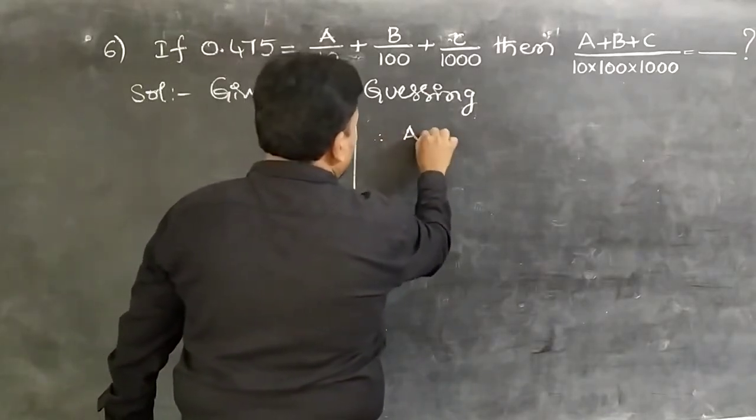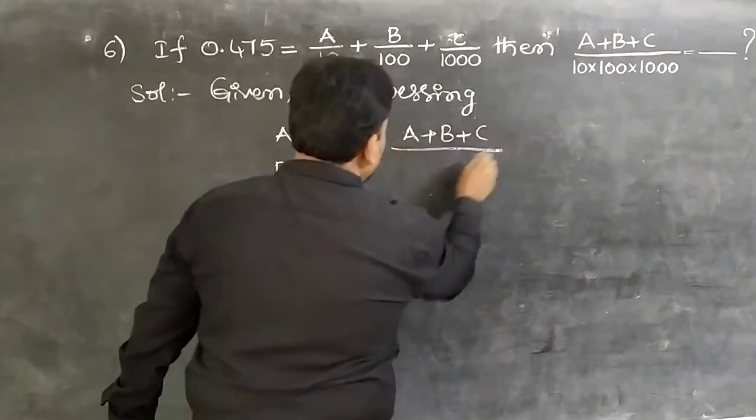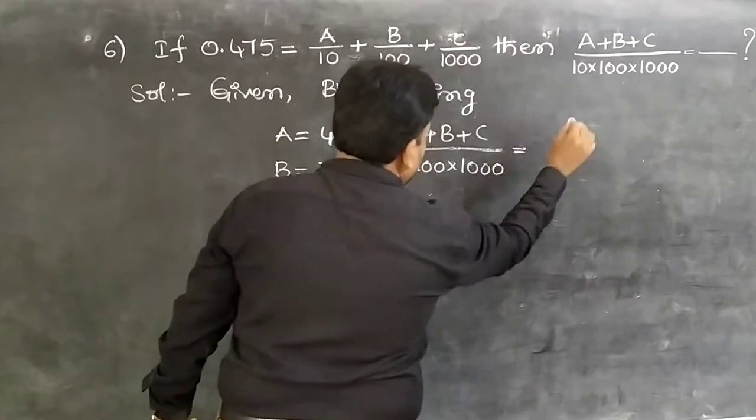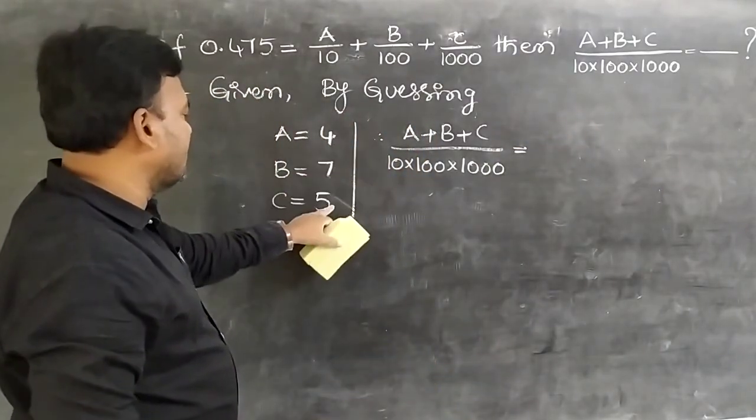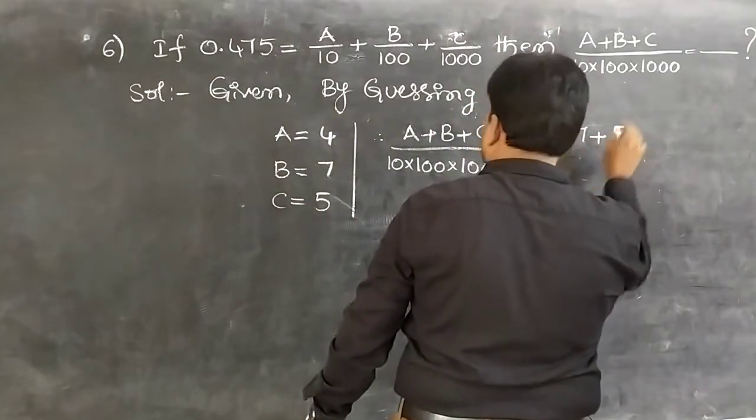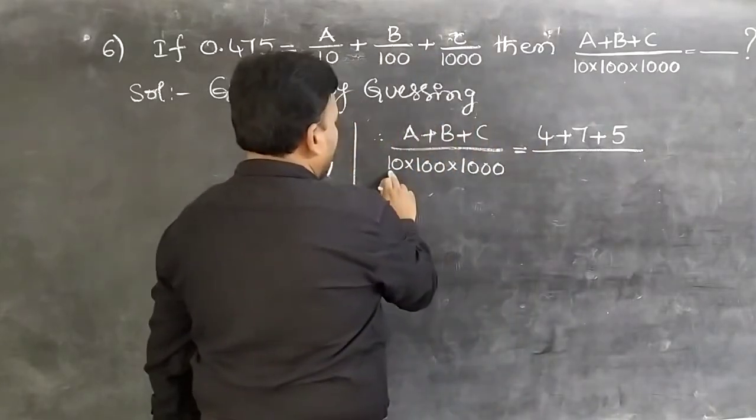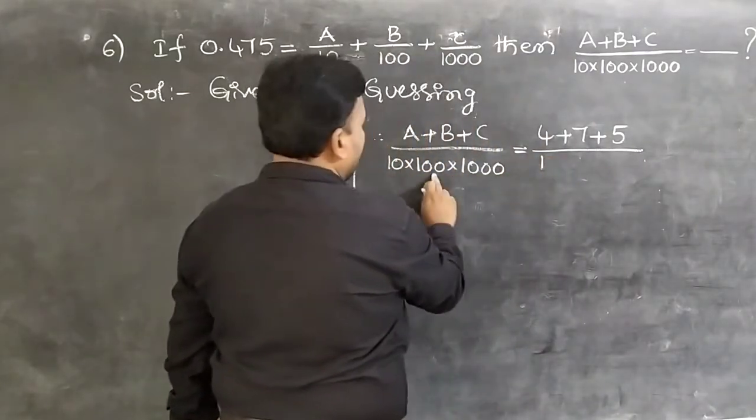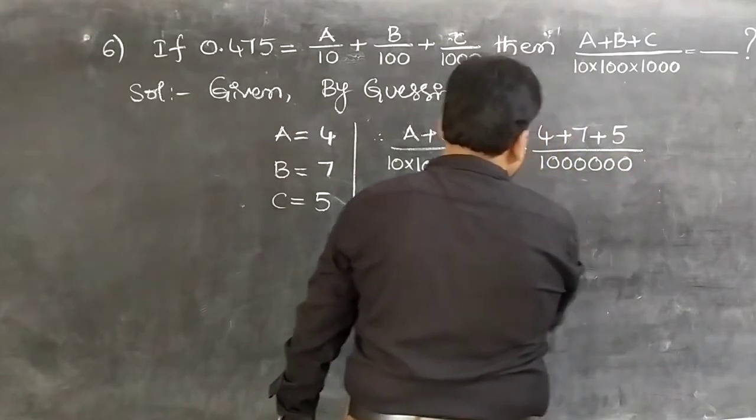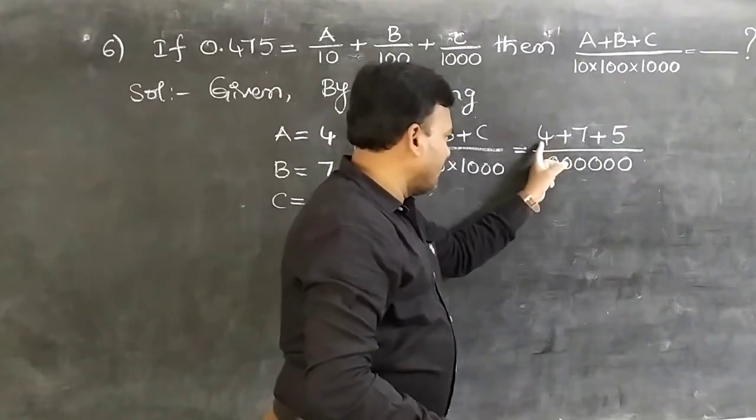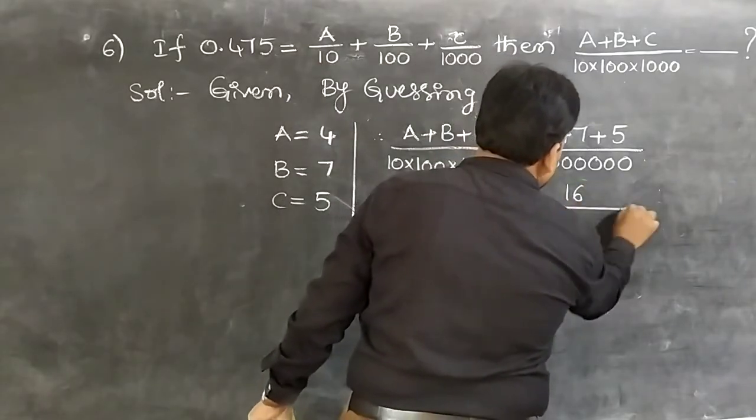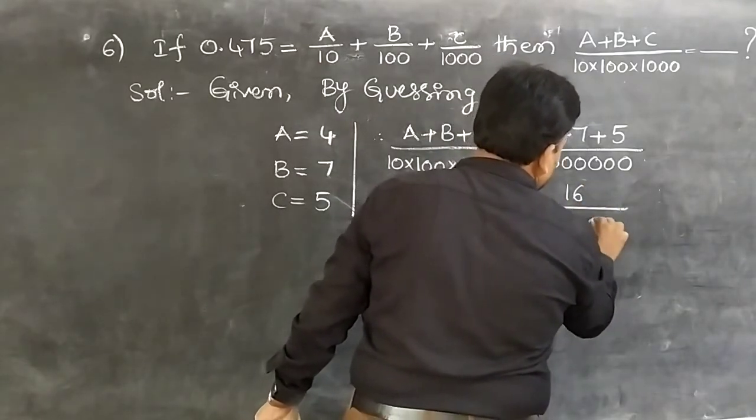Therefore, (a + b + c)/(10 × 100 × 1000) equals, with a value 4, b value 7, c value 5. Substitute the values: (4 + 7 + 5) over 10 × 100 × 1000, which is 1 followed by how many zeros? 6 zeros: 1, 2, 3, 4, 5, 6. So it becomes 7 plus 4 is 11, 11 plus 5 is 16. So 16 over 1 followed by 6 zeros.